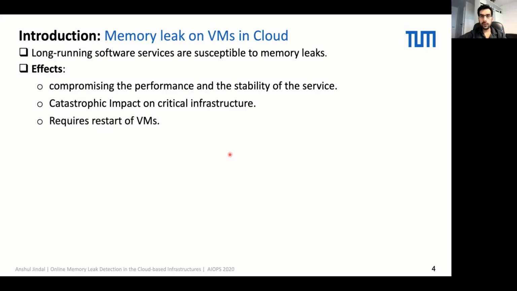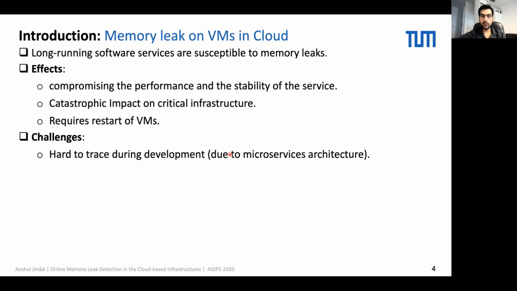And usually you require a restart of the virtual machines if such a memory leak is detected, and this involves a downtime of the applications, which you don't want to have in applications which are used for critical infrastructure. So what are some challenges on the virtual machines in the cloud? They are hard to trace during development due to the new application development architecture of microservices, where different teams are working on different particular microservices of an application, and unless they are combined together, one cannot actually understand whether there is a memory leak or not.